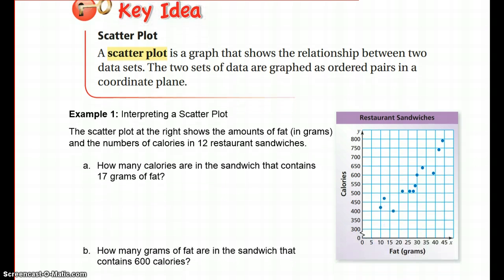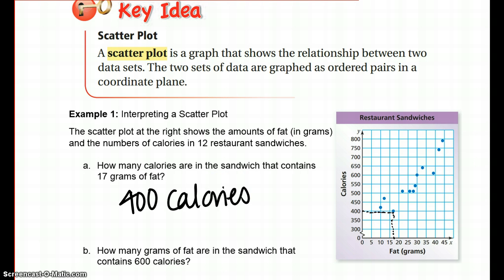Our example 1, the scatter plot at right shows the amount of fat in grams, that's on our x-axis, and the number of calories in 12 restaurant sandwiches. So there's 12 different representations of restaurant sandwiches. Example A says how many calories are in the sandwich that contains 17 grams of fat. So you go over to grams of fat, between 15 and 20 is 17, and you go up right here. And then to figure out how many calories, you just go over. So there are 400 calories.